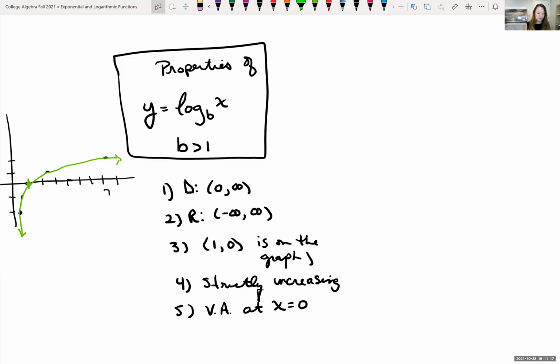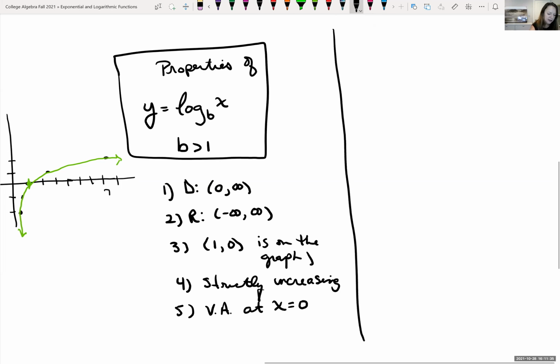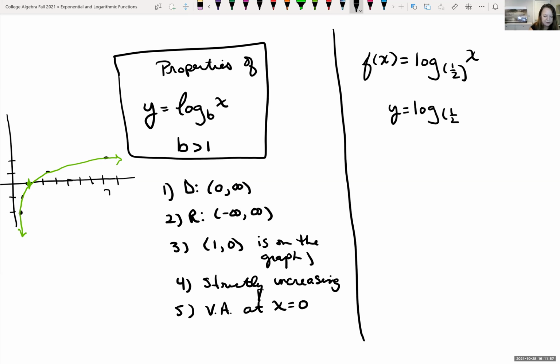So jumping into graphing, continuing to graph logs, we looked at the general shape of what the logarithm would look like if our base was bigger than 1. So now let's look at a case where our base is between 0 and 1, and let's see what our graph would look like. So let's say that we had maybe the function f of x is equal to log base 1/2 of x. So another way we can write this, if that helps you, y equals log base 1/2 of x.